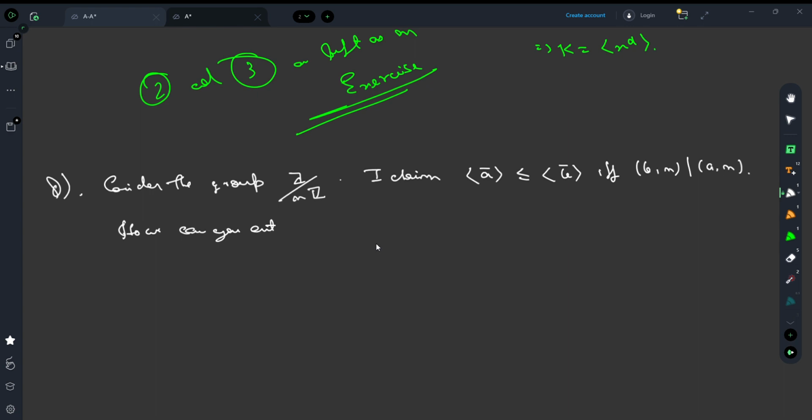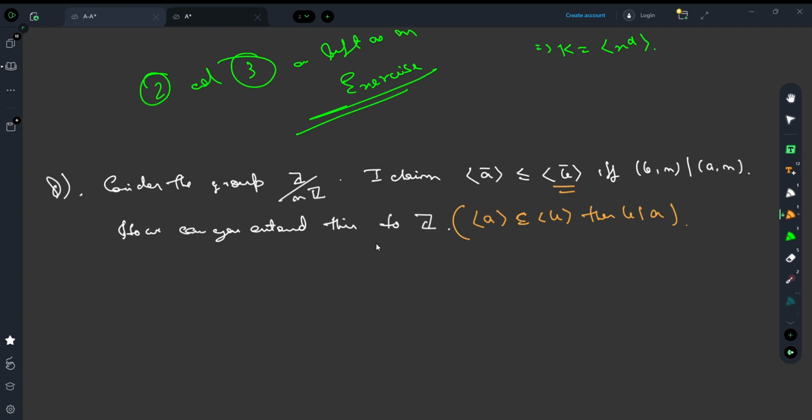How can you extend this to Z? So obviously in Z, it's typically N is equal to 1. So in Z, if the cyclic group generated by A is contained in that generated by B, then B must divide A. Try to verify this on your own. This is also not a very complicated proof.